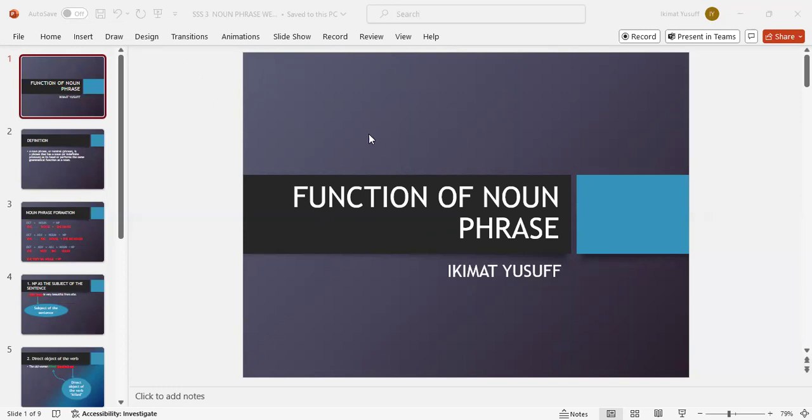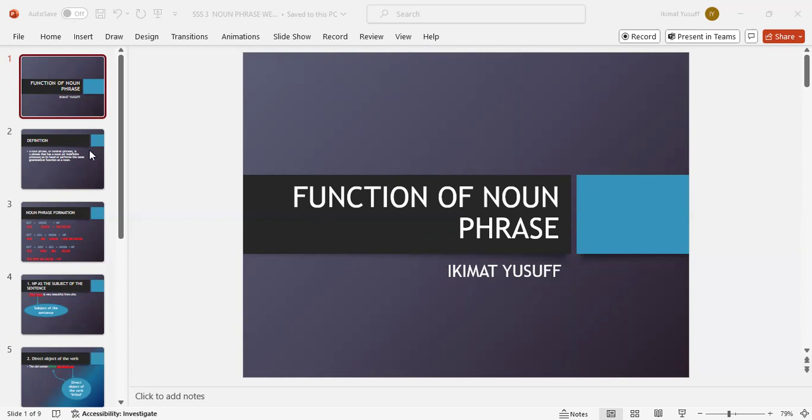We have talked about the meaning of a noun phrase, how to identify noun phrases when you see them. My name is Ikmat. I'm an English teacher. I'm a professional in my field, and I bet you by the time we are done with this class, you would not have any issues identifying functions of noun phrases.